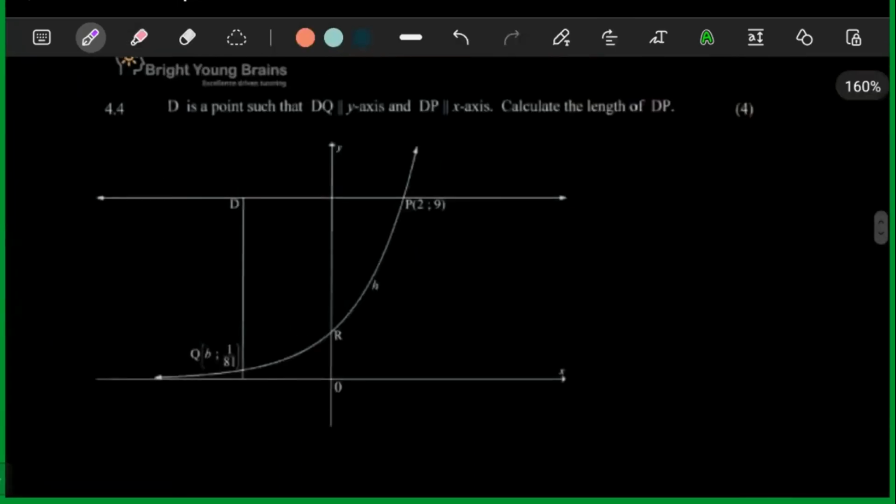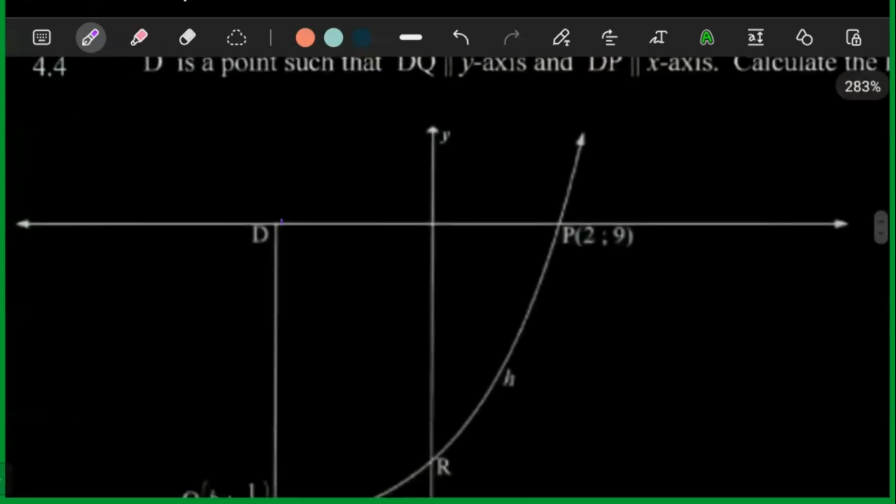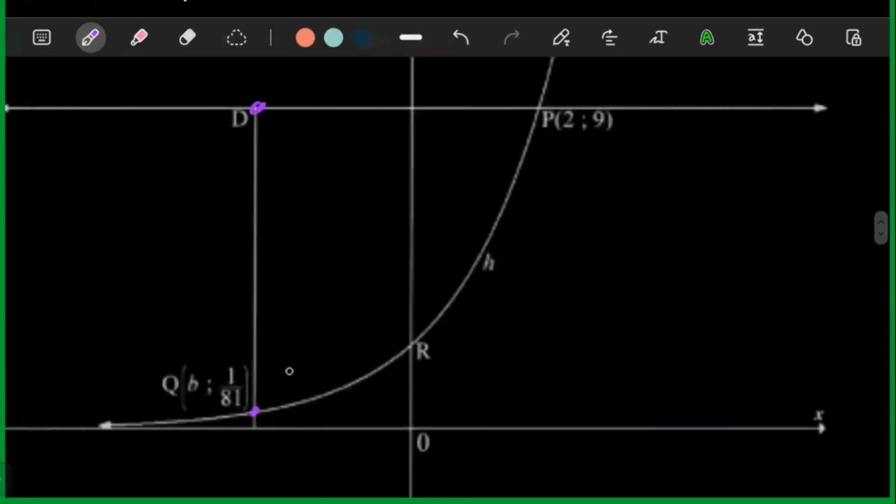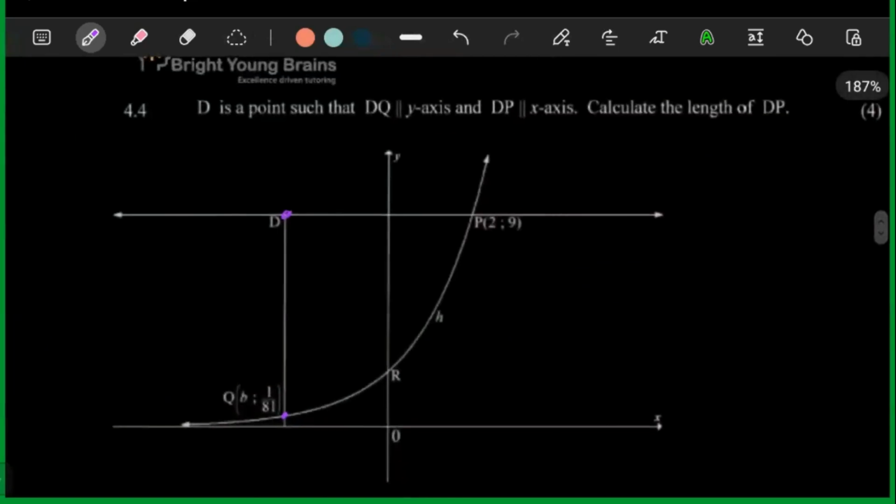Let's read again. It says D is a point on DQ. Okay, there's DQ. So there's D here, there's Q here. Q is a point on the graph. So say DQ is parallel to the y-axis.